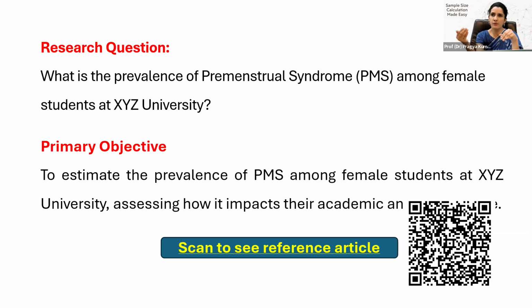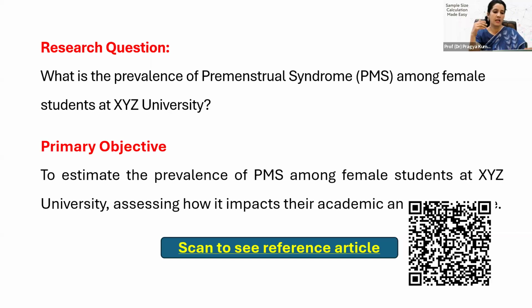But yes, generally the loss to follow-up should not be more than 20%. And if it is, you include more people. And many times, you also calculate power after the calculation of the values, so that you could say that, yes, your study was not underpowered.